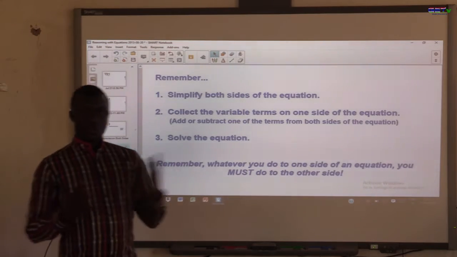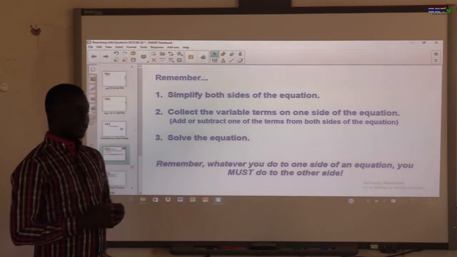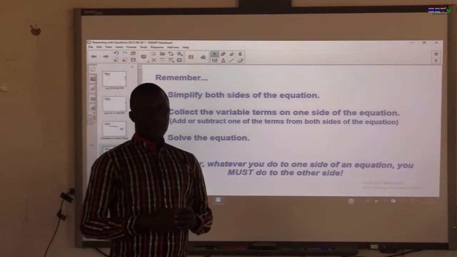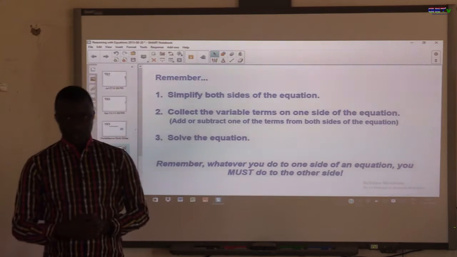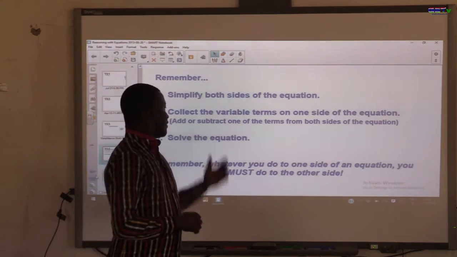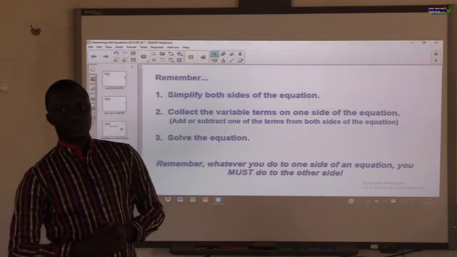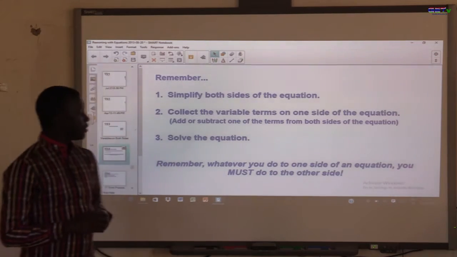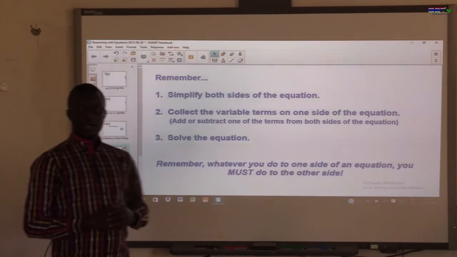Then, of course, you need to undo. Add or subtract one of the terms from both sides of the equation. If the operation there is an addition, use the inverse of addition, that is subtraction. And if the operation there is a subtraction, use the inverse of subtraction, which is addition. And the third step is solve the equation.